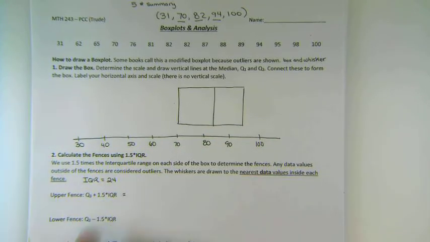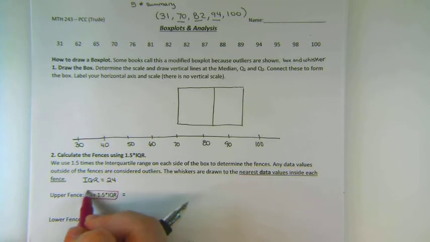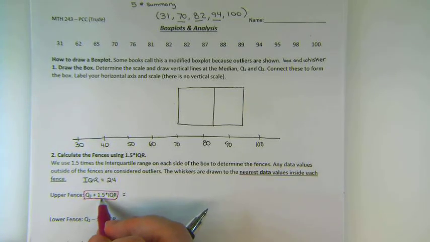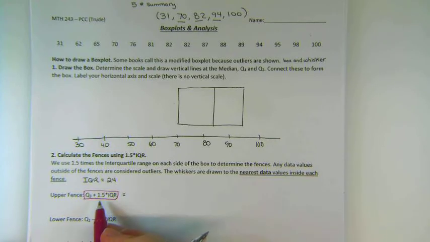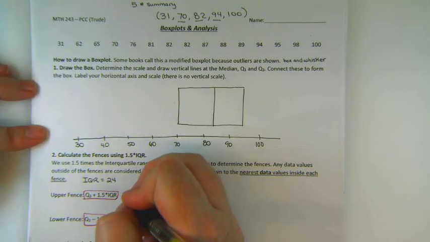And this right here, this is always our formula for the upper fence. You always take your third quartile plus 1.5, which always stays the same. That's always 1.5 right there. And then times your interquartile range. Same thing for the lower fence, where we take our first quartile minus 1.5 times the interquartile range.